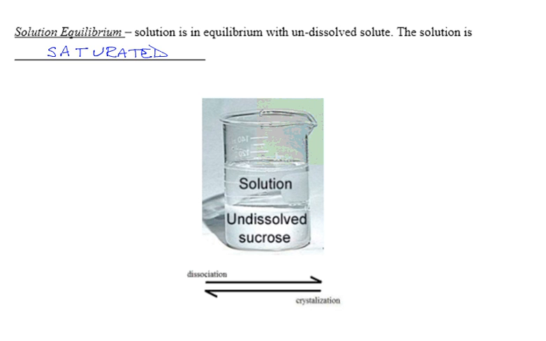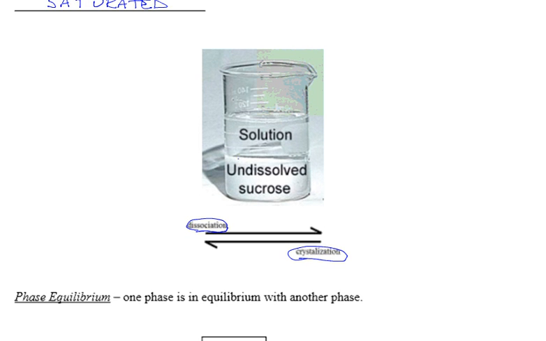If it is an unsaturated solution, all that's going to happen is more of the sucrose will dissolve. In a saturated solution, the rate of dissociation will equal the rate of crystallization. So it appears nothing is happening in the system. But at the boundary, there is still undissolved sucrose going into solution, and there is dissolved sucrose crystallizing out.